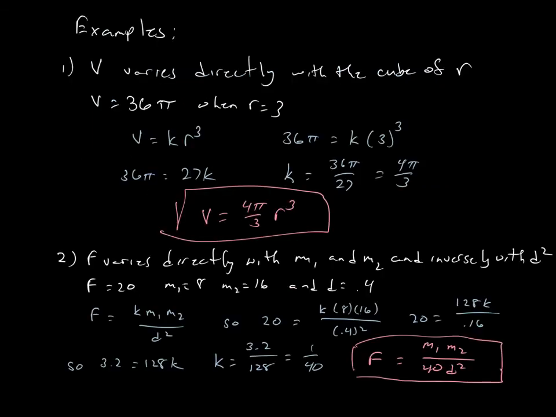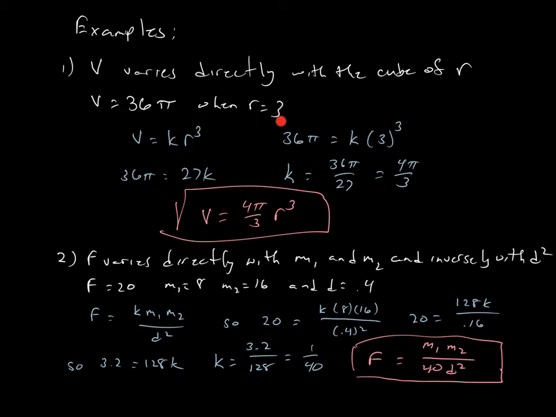Let's take a look at a couple examples. In the first example, we have v varies directly with the cube of r. And we're told that v equals 36 pi when r equals 3. So in terms of the variation, v varies directly with the cube of r, I have v equals k times r cubed. And now I have to find out what k is.